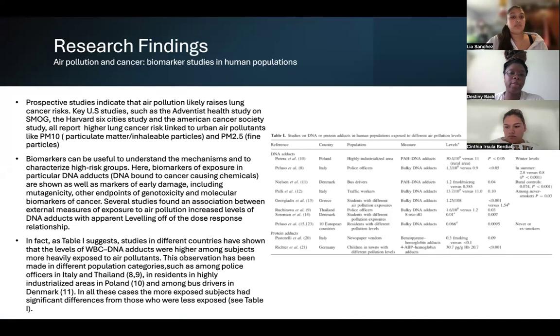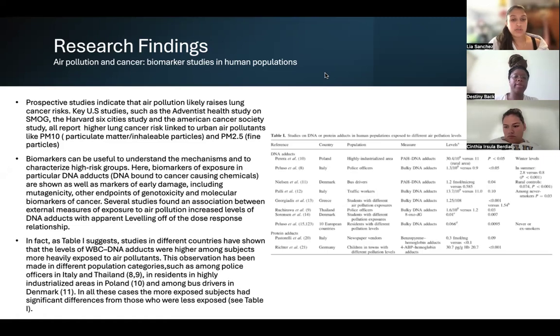For our research findings, we chose an article called Air Pollution and Cancer, Biomarker Studies in Human Populations. Prospective studies indicate that air pollution likely raises lung cancer risk. Key U.S. studies, such as the Adventist Health Study on Smog, the Harvard Six Cities Study, and the American Cancer Society Study, all report higher lung cancer risk linked to urban air pollutants like PM10, which is particulate matter inhalable particles, and PM 2.5, which is fine particles.